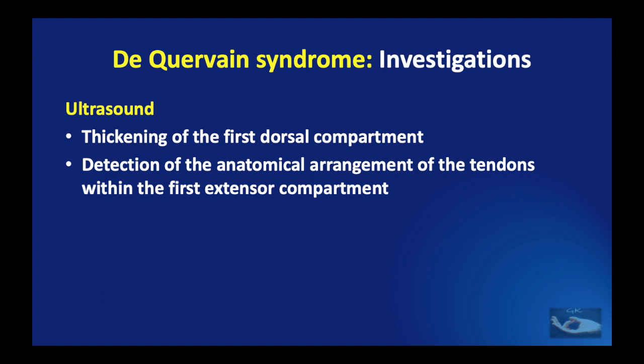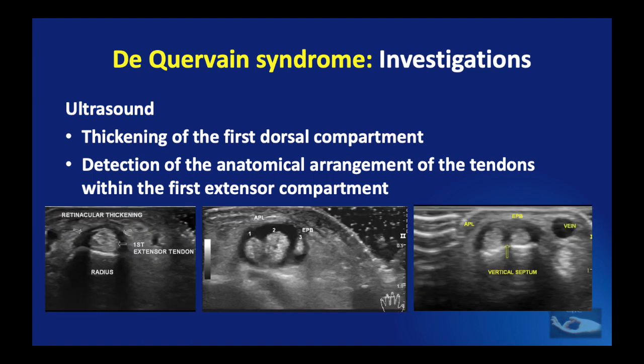The investigation that would be useful to detect and document the de Quervain syndrome is the ultrasound, which can show a thickening of the first dorsal compartment, and more importantly, it can detect the anatomical arrangement of the tendons within the first extensor compartment. The retinacular thickening, the multiple slips of the abductor pollicis longus, and the presence of a vertical septum within the compartment can all be shown clearly in an ultrasound.